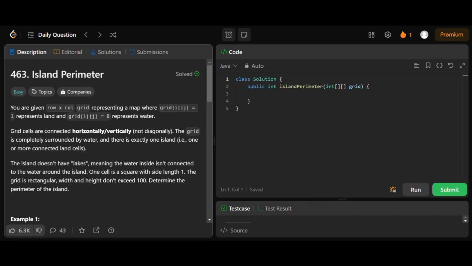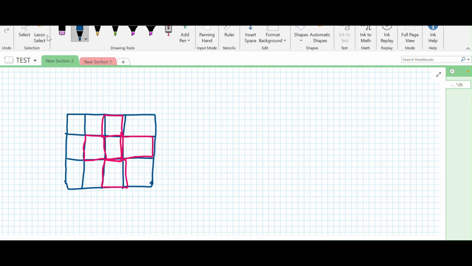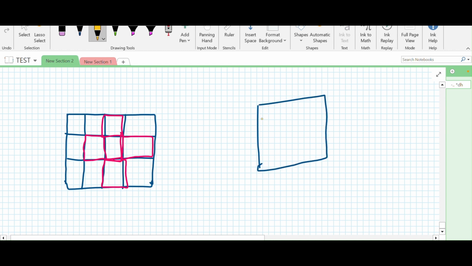Okay, let's understand the problem. The problem statement says you are given a matrix. If the matrix value is 0, that means this is water, and if the matrix value is 1, that means this cell is land. It is also mentioned that all the land is connected. That means it cannot happen that there is a 1 on one side and a 1 on another side with 0 in between, because that would be two lands. In this problem there is only one island, which means all the land will be connected.